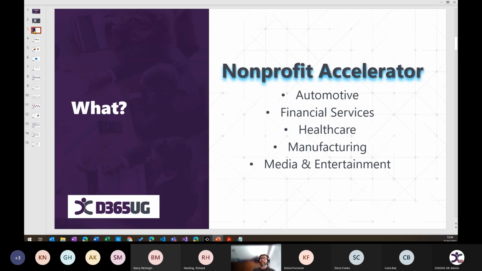And one of the aspects Microsoft have looked to introduce is this concept of industry accelerators. On screen here, we've got the non-profit accelerator, which is the one I'm talking about today, but there are a bunch of other ones as well. We've got automotive, financial services, healthcare, manufacturing, media and entertainment. The purpose of these really is just to give a bit of a springboard or a starting point for organizations to get going with Dynamics in the context of their particular industry.